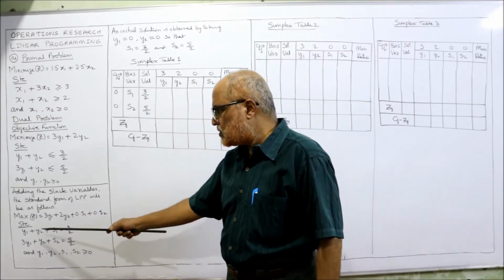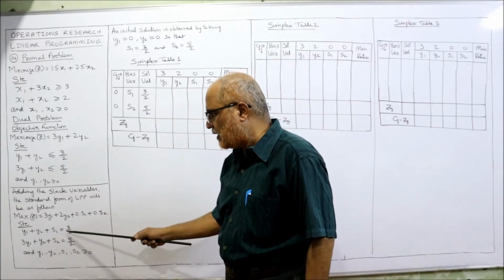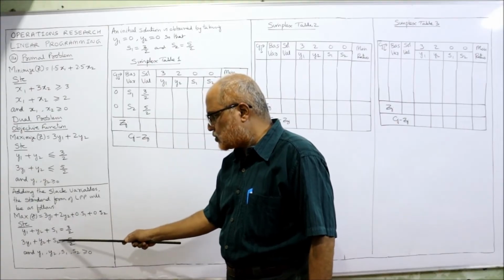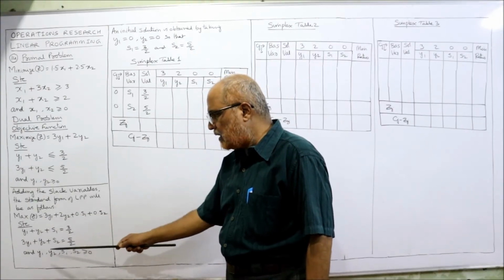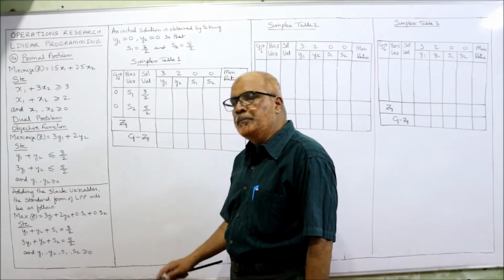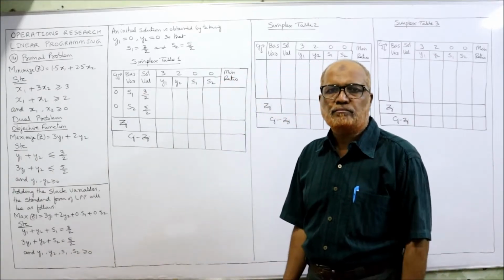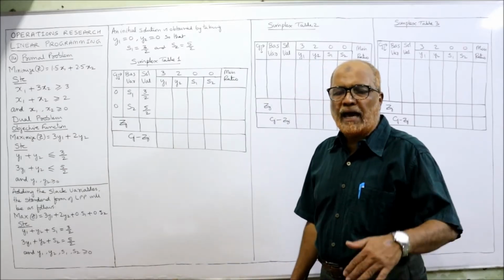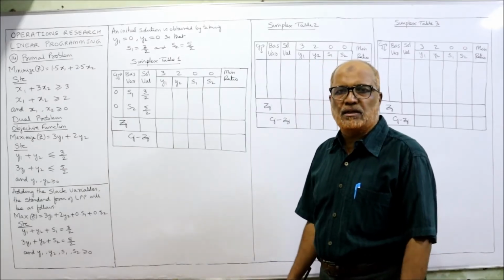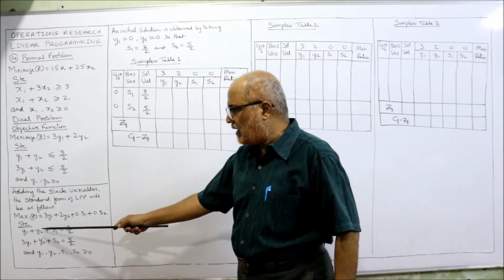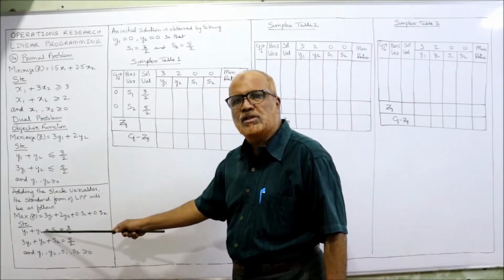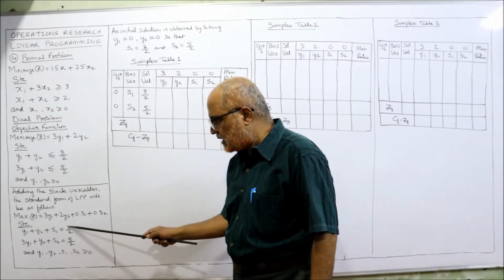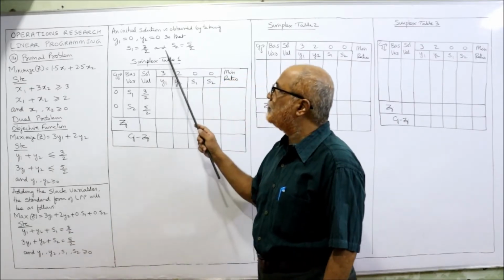Now subject to constraints, y1 plus y2 plus S1 is equal to 3 by 2. Then 3y1 plus y2 plus S2 is equal to 5 by 2. And y1, y2, S1, S2 greater than equal to 0. That's all. This is the standard form of LPP. Now an initial solution is taken by taking y1 equal to 0 and y2 equal to 0. When we take y1 0, y2 0, s1 will become 3 by 2 and s2 will become 5 by 2.